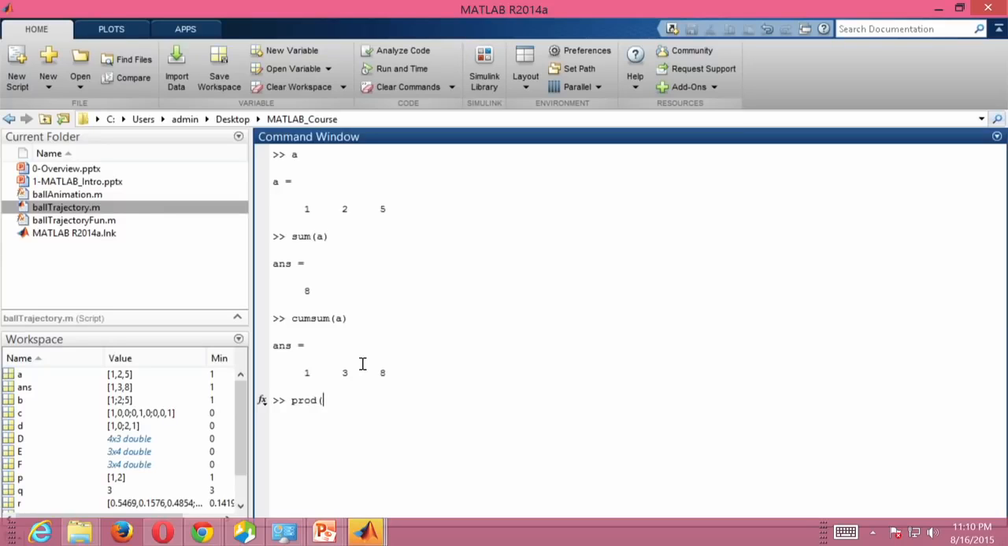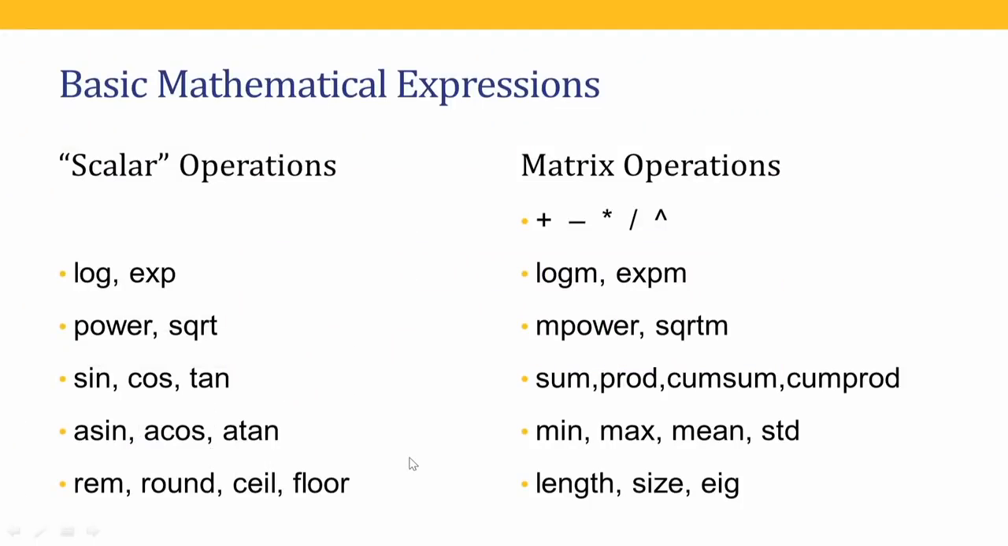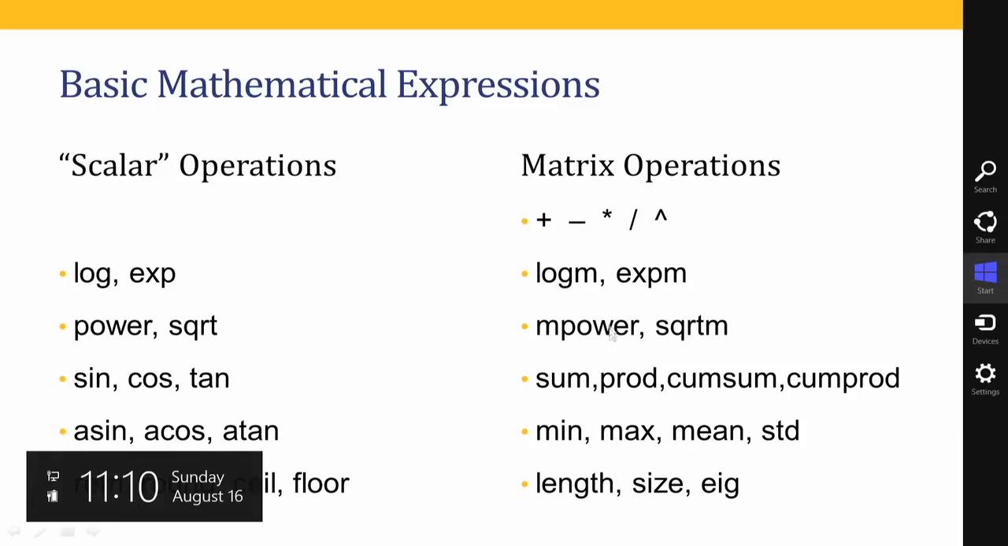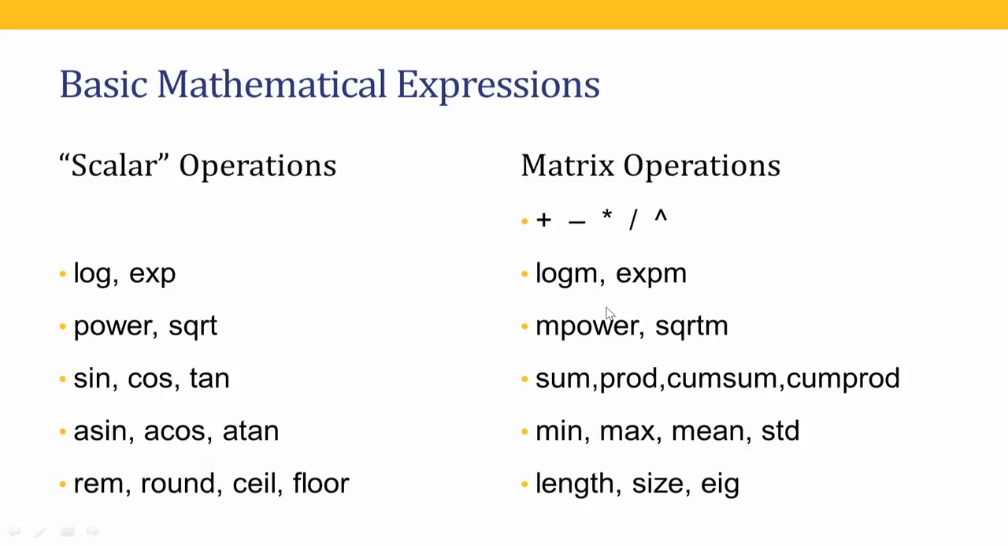Likewise, we have prod. Prod is just multiplication of all the elements of A, and cumprod is multiplication of all the elements until that particular point. So, cumprod of A is 1, then 1 multiplied by 2, and then 1 multiplied by 2 multiplied by 5, and this is the result that we get. The command size we have already seen, and length is the length of a particular array. So, if we have an array which is say a 5 by 1 array, and we give the command length, it will return the value of 5. Again, these are things that you should try out in MATLAB.